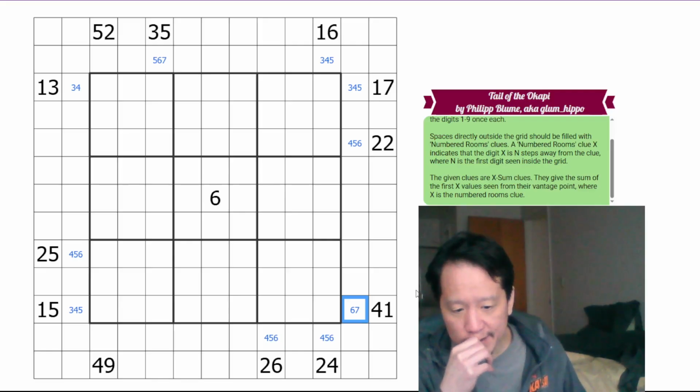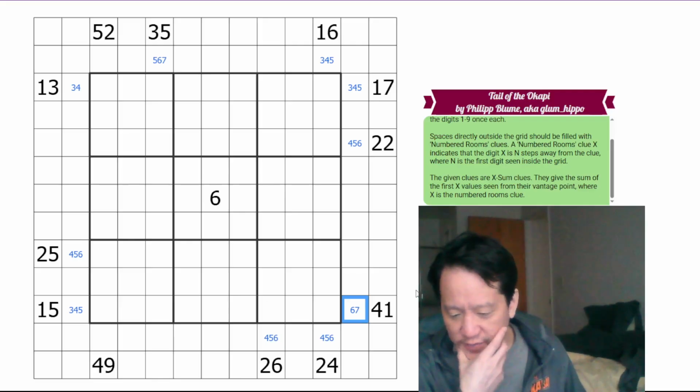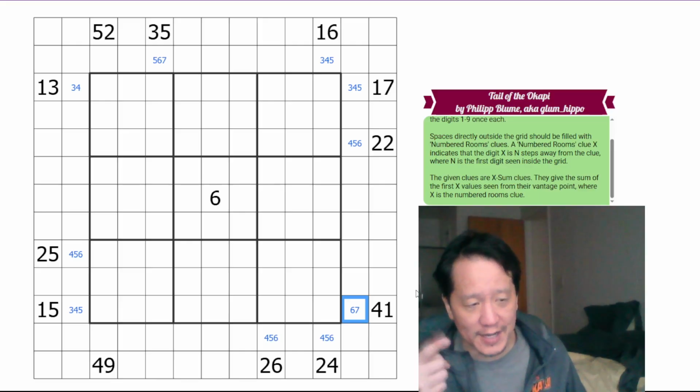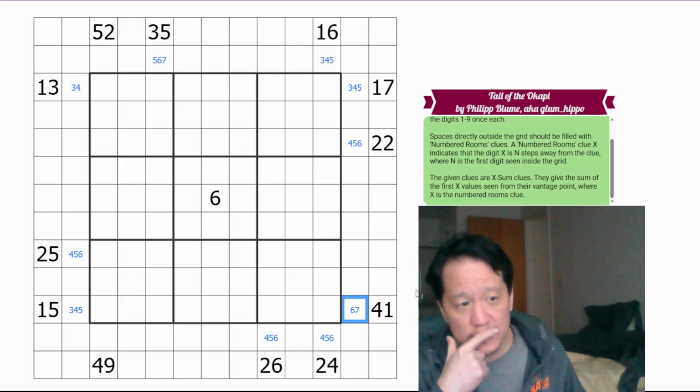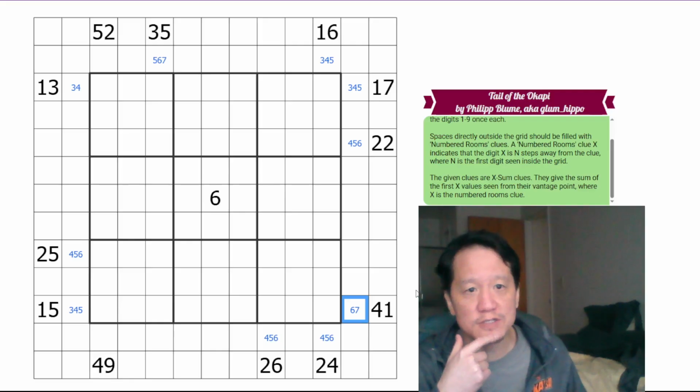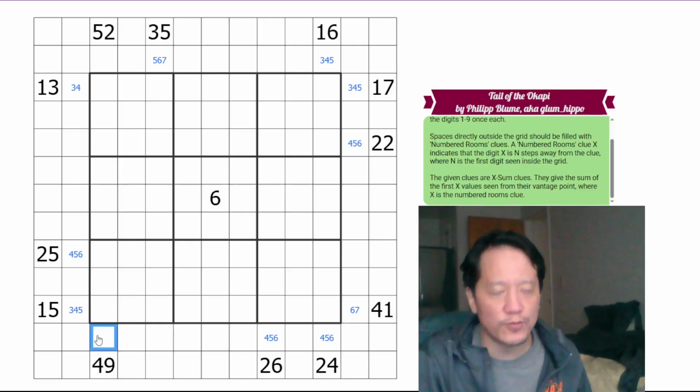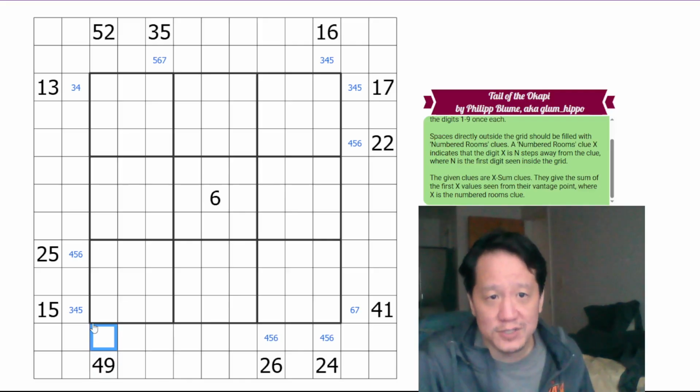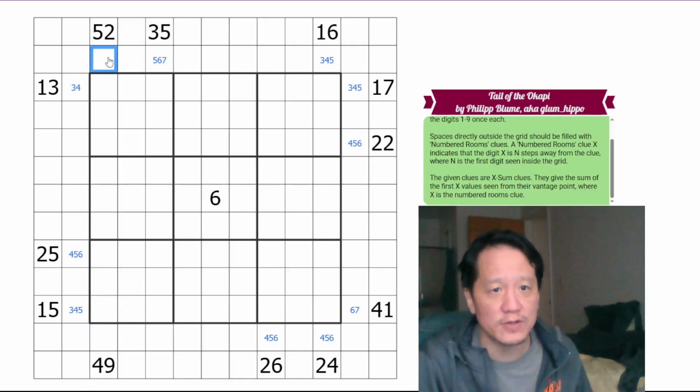And then 8. Sorry, the maximum amount for 7 would be 4, 5, 6, 7, 8, 9 plus 7. So 4 through 9 is 39 plus 7. 39 plus 7 is 46. So anything below 46 can go to 7. So this cannot be 7 here, and this can't be 7 here.